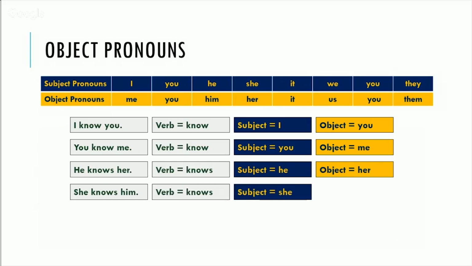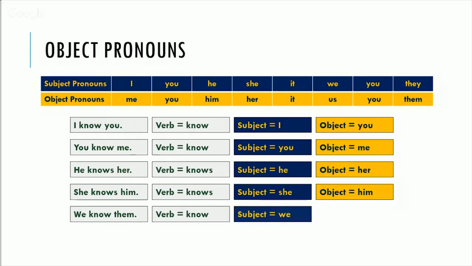right? And then the next sentence is going to be very similar. These are just examples for you to copy. You're going to see another sentence. She knows him. The verb is knows. The subject is she. And the object is him. So take a look at that one. Very similar. She is the subject. Knows is the verb. Him is the object. And the verb has an S because the subject is third person singular.